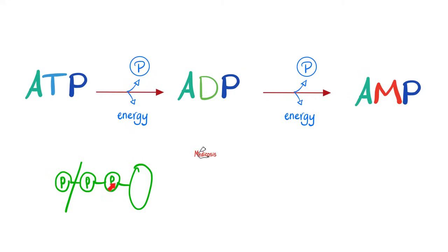ADP, adenosine diphosphate. Let's break another bond. Boom, energy is released and phosphate goes to hell. And you're left with adenosine monophosphate.